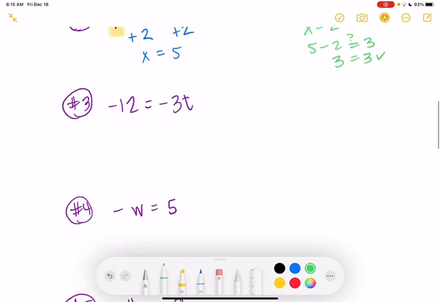All right, number 3, this one's a little bit trickier. So I have negative 12 equals a negative 3t. Okay, so find that variable here. And we want to get that all by itself. So that negative 3, how's that attached to the t? That's by multiplication, right? So find your card. What should I do to undo this operation of multiplication? The opposite of multiplication, hopefully you got it, is divide.